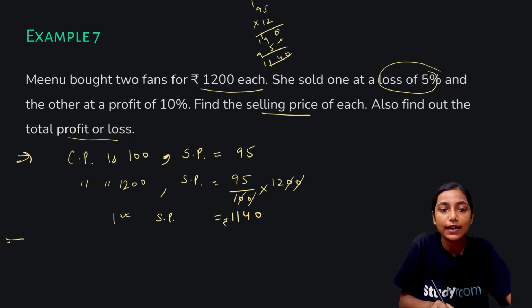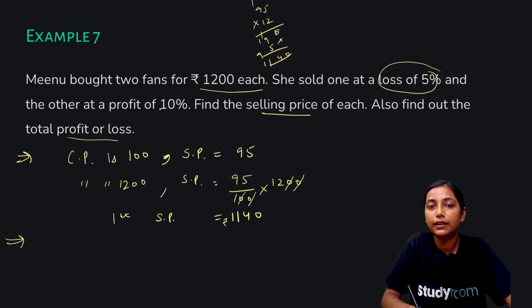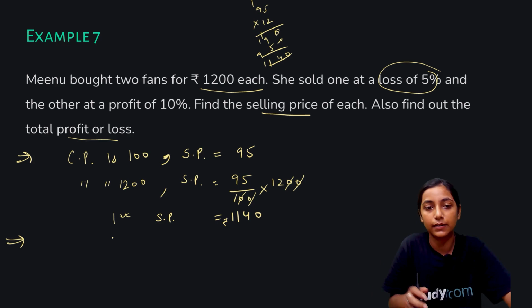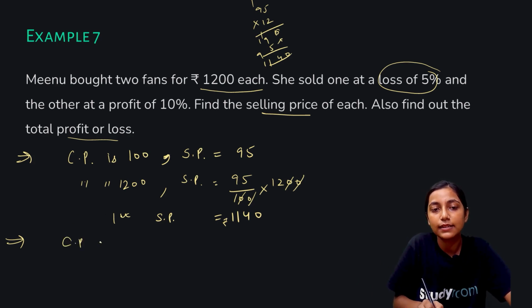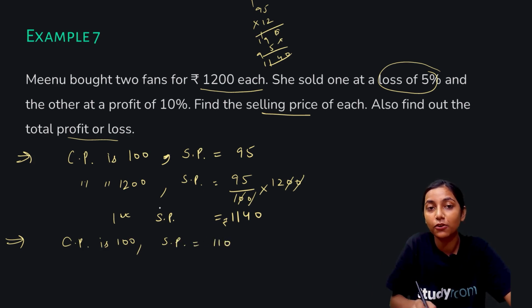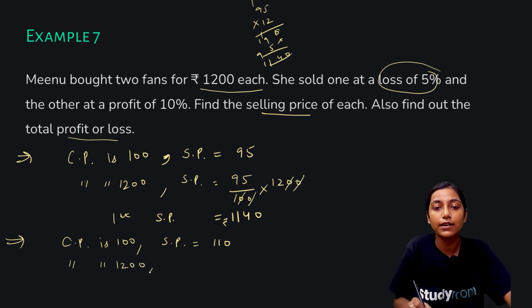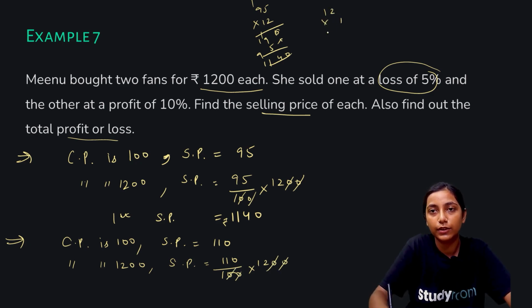Now in the second case, what does this generally mean? Now she is having a profit of 10%. This means when cost price is 100, selling price will be 110 because she is having a profit of 10%. That means when cost price is 1200, because the cost price for the other fan is also 1200, her selling price will be, use the unitary method, 110 by 100 into 1200. This is 11 into 12. Do it in your rough work.